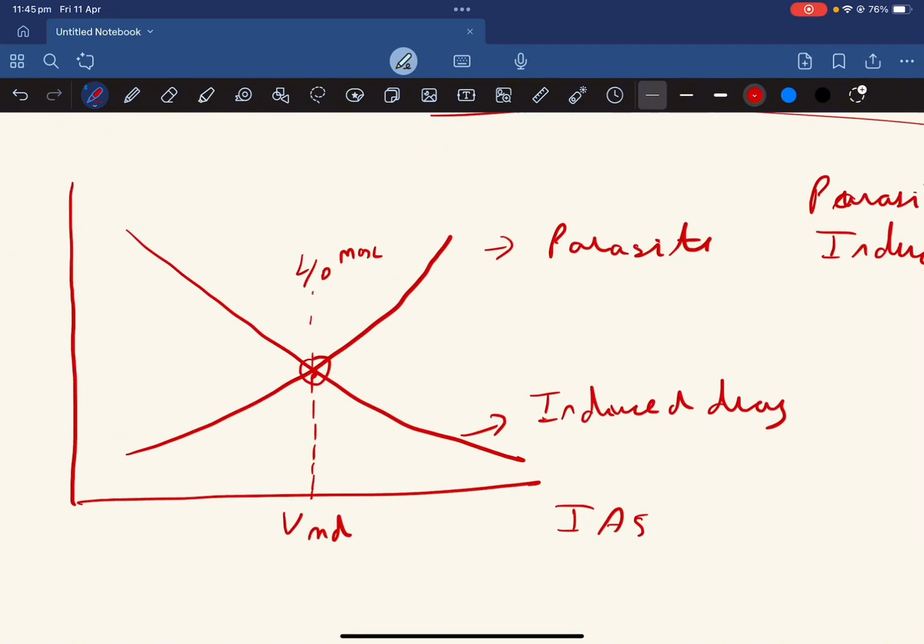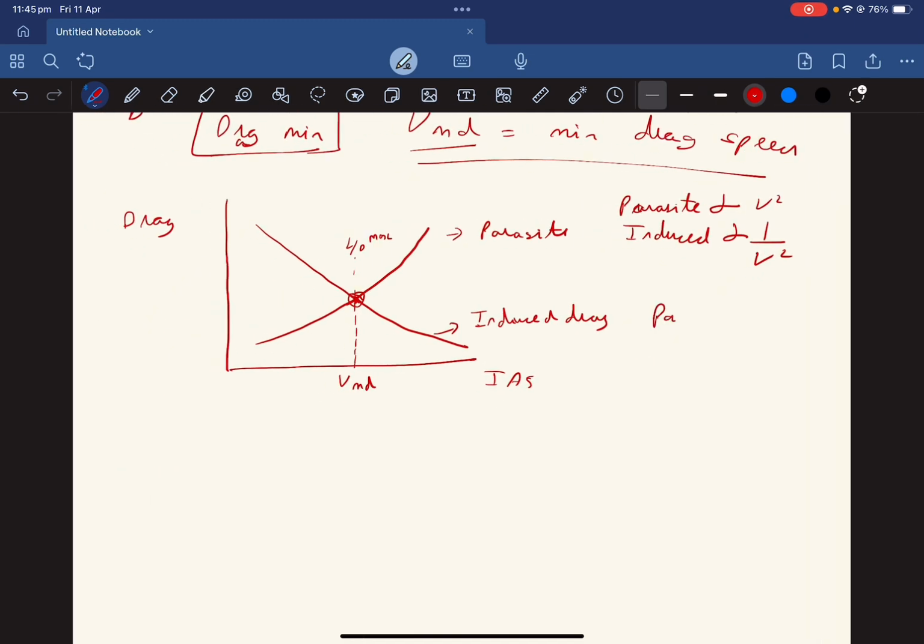So what happens? At this point, first of all, these two lines are in contact over here. So what does it mean? It means your parasite drag and induced drag are equal. That's why this is their point of contact.